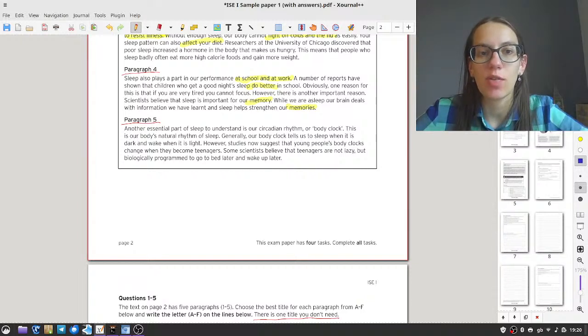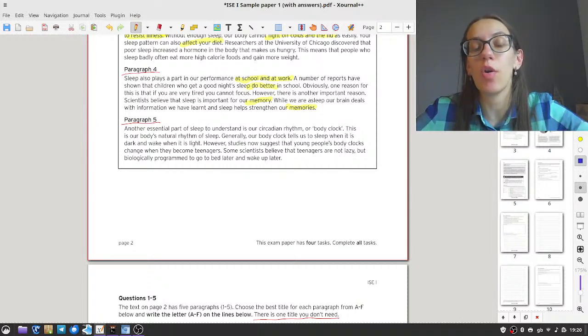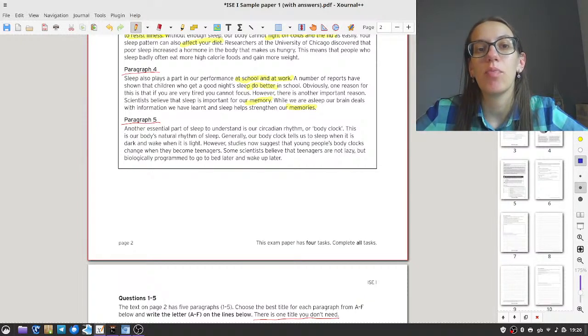Another essential part of sleep to understand is our circadian rhythm or body clock. Again, you get a new term, but that's fine if you don't know this term. They always explain the terms in the text. So let me start again.